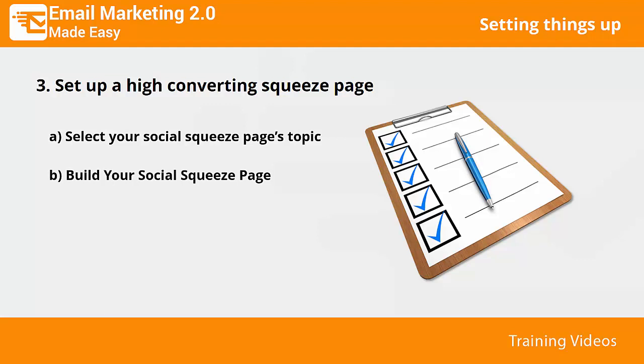B. Build your social squeeze page. Include these features on your site: a clear statement of what people will get from your site, a straightforward call to action, a luring video, no longer than 10 minutes. Below the video, make sure to add opt-in boxes and social sharing buttons.